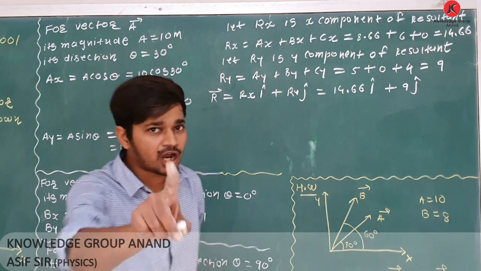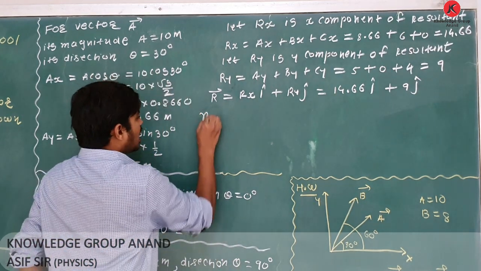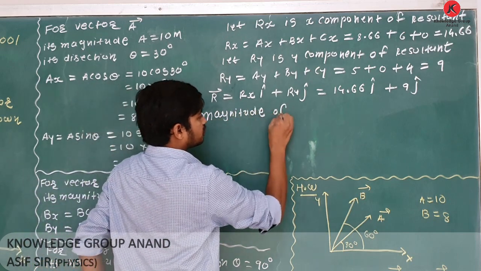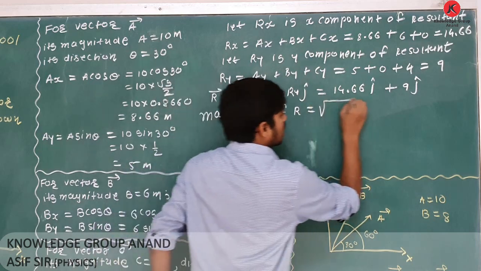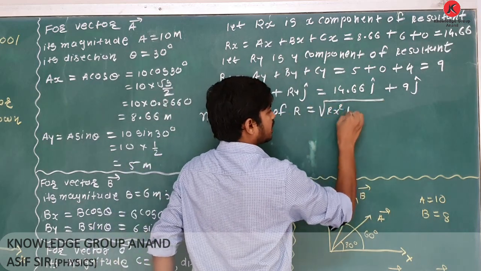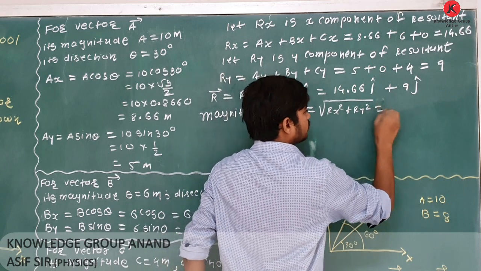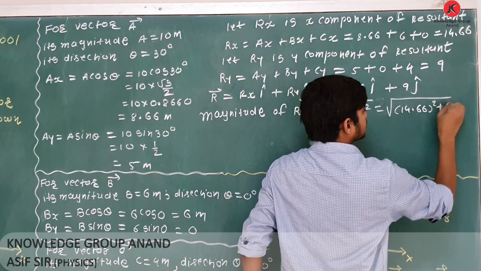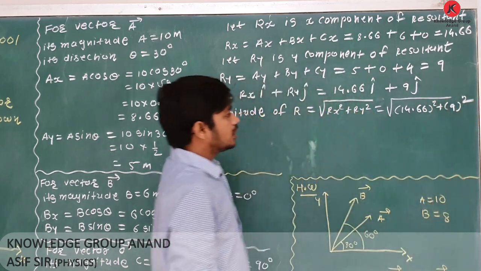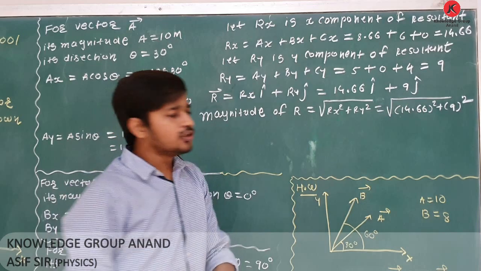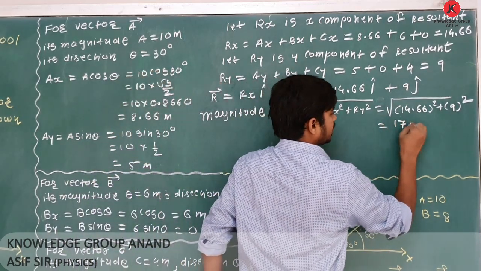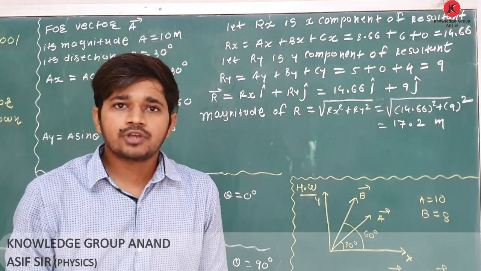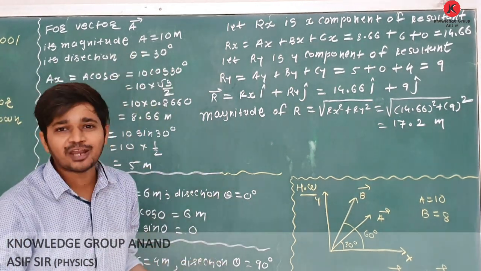How to find magnitude? Again, the method is repeated. See, the magnitude of resultant vector R is equal to under root Rx square plus Ry square, which is equal to under root 14.66 square plus 9 square. If you calculate this, you will get the answer 17.2. Clear about this? So this is how to find the magnitude of any vector.